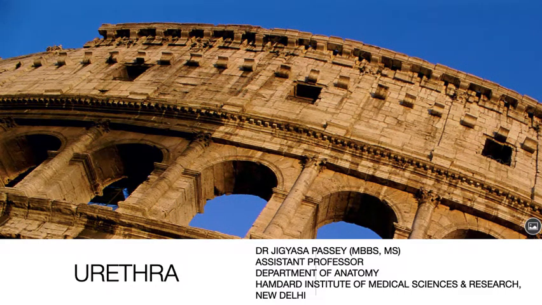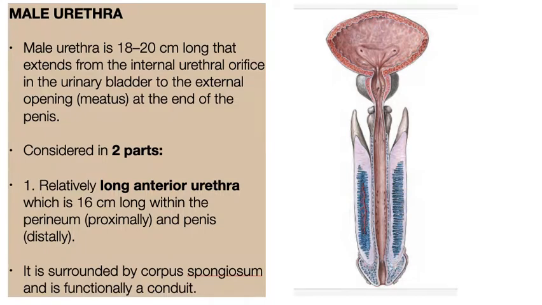Today we'll discuss the urethra. Now, firstly, the male urethra. It is about 18 to 20 centimeter long, extending from the internal urethral orifice in the urinary bladder to the external opening at the end of the penis. This is considered in two parts: the relatively long anterior urethra and the posterior urethra.